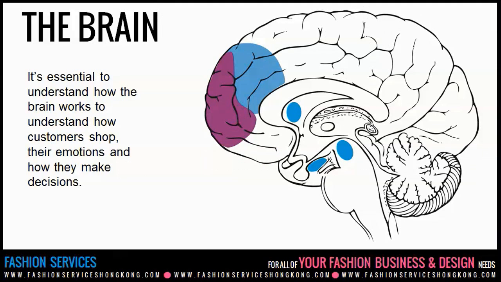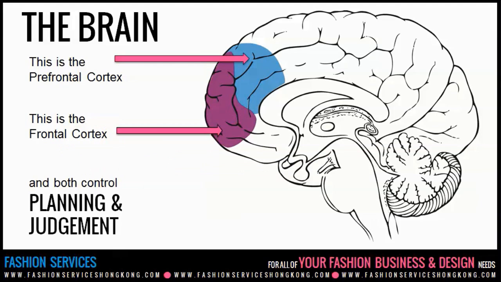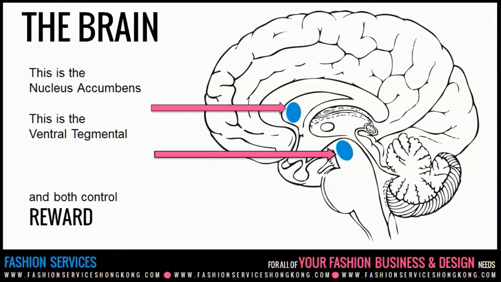So here's our brain. This is the amygdala, and it controls our emotions. We also have the prefrontal cortex and the frontal cortex. This controls our planning and our judgment. And then we have the nucleus accumbens and the ventral tegmental, and this controls reward. Now, reward is the emotion that we have after we've bought something. This is the feeling where we can't wait to get home and try it on or get it out the box and use it. And we want to try and increase that feeling for people once they've bought our products.